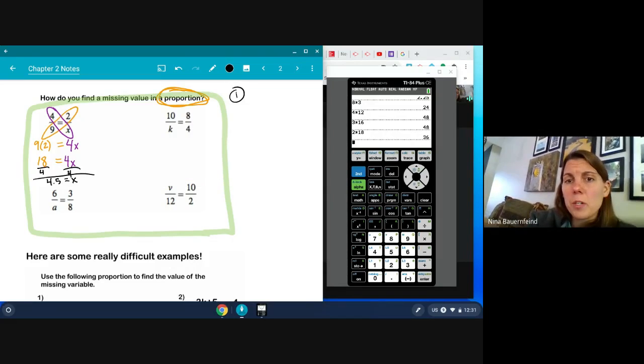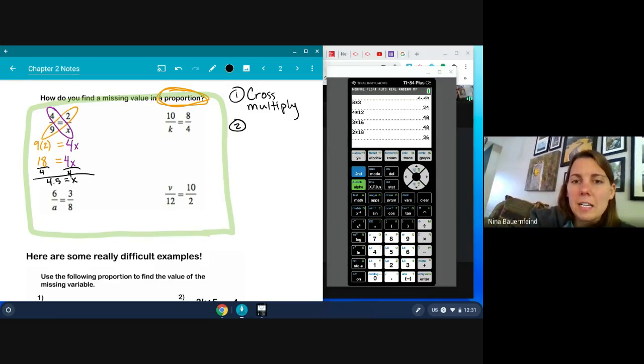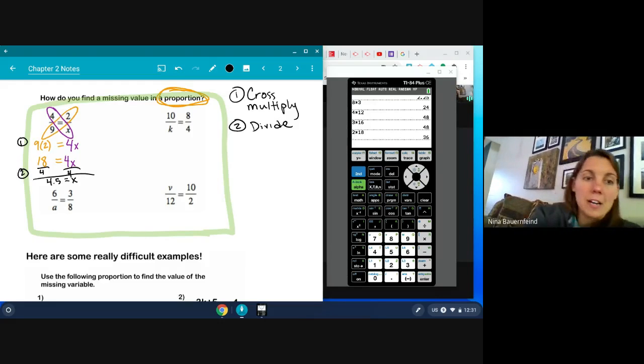So the first step you're going to do is called cross multiply. That's what those loops are that we did. We multiply across the equal sign. And then the second step is divide. So we first cross multiplied, and then second we divided, and then we got our answer.